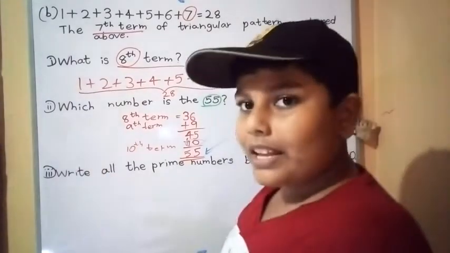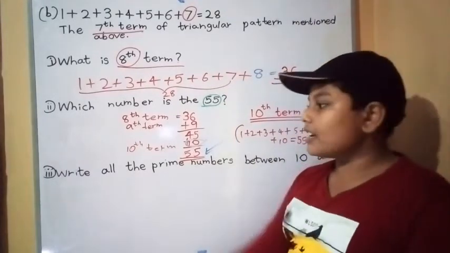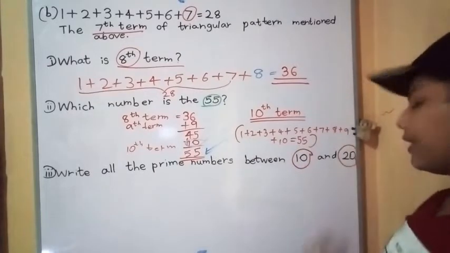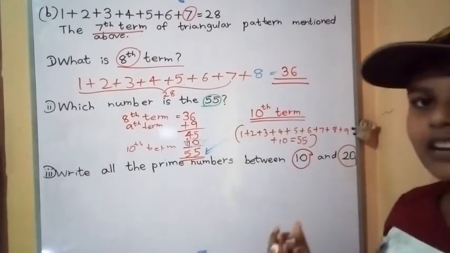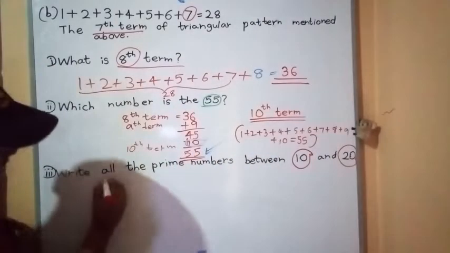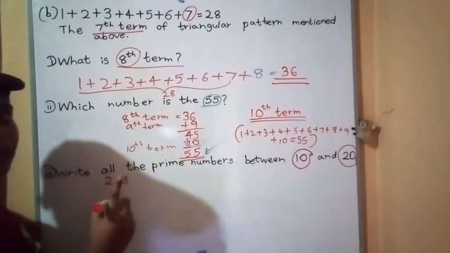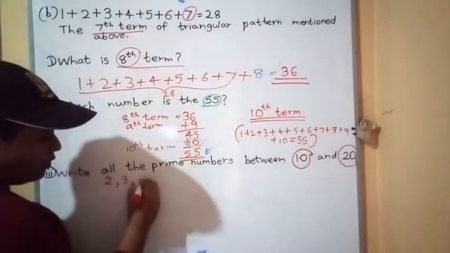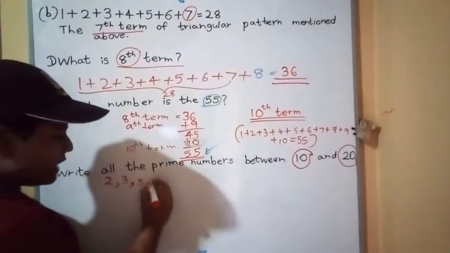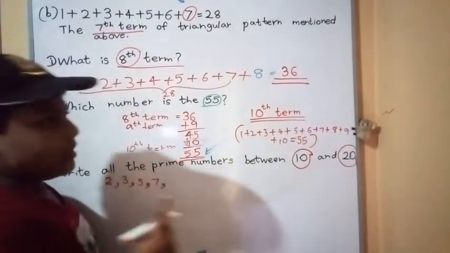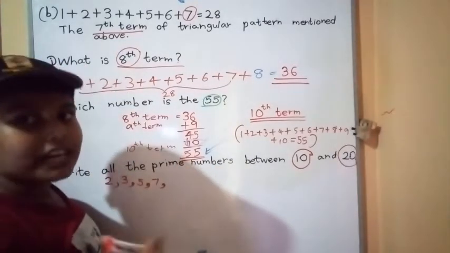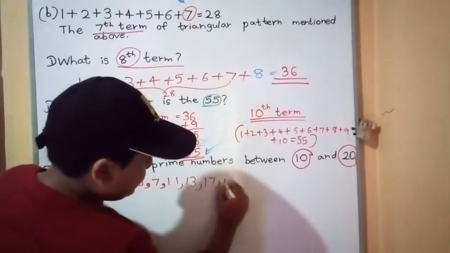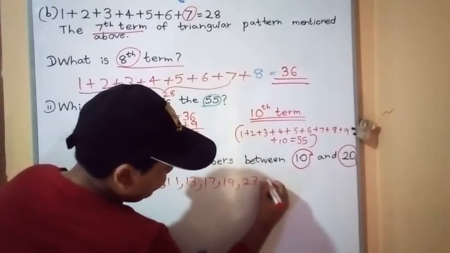The last one in part B, or the last question in the first question, that finished. Write all the prime numbers between 10 and 20. You know the prime numbers, I write like this: 2, 3. The 2 means 1 multiply 2. 3 means 1 multiply 3. 5 means 1 multiply 5. 7 means 1 multiply 7. 9 is 1 multiply 9, 3 multiply 3. There I have 1 now. 11, 13, 17, 19, 23, 27.